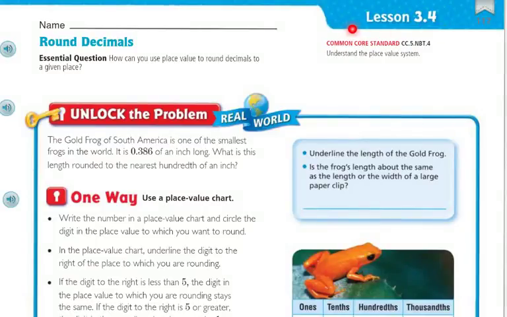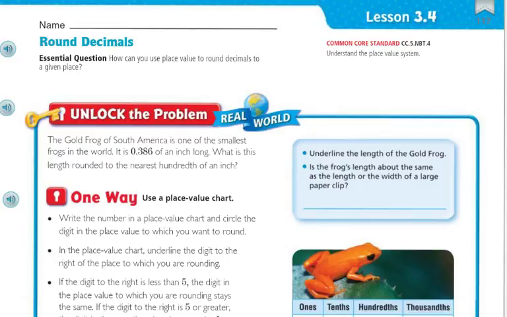Today's lesson is 3.4, round decimals. Our essential question today: how can you use place value to round decimals to a given place? Unlocking the problem. The gold frog of South America is one of the smallest frogs in the world. It is 386 thousandths of an inch long. What is the length rounded to the nearest hundredth of an inch?